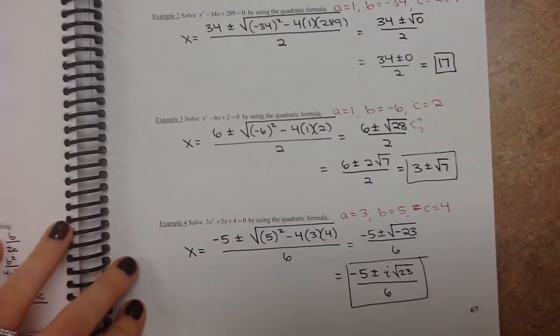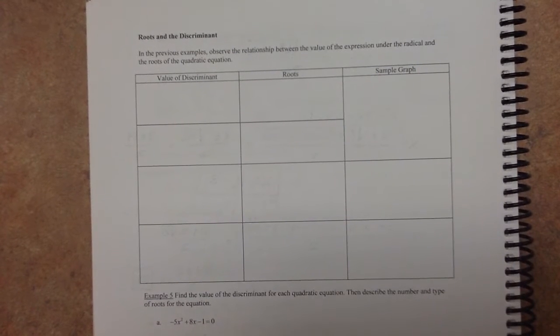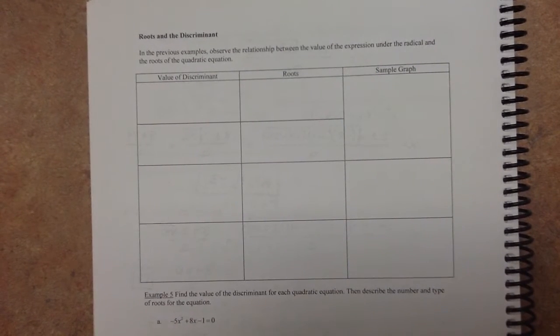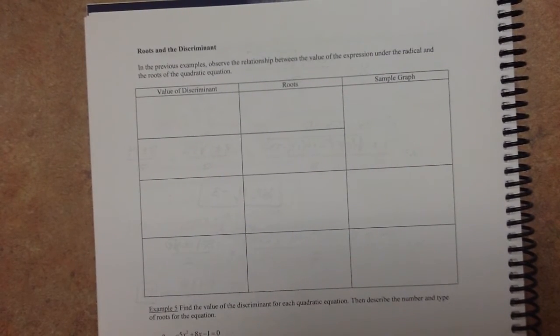So we have 4 different categories that we could end up with, and there's actually a way to find out before you even do the quadratic formula what type of roots you're dealing with and how many you're going to have. Okay, so value of the discriminant. We have 4 different scenarios here, and it's all based on the discriminant.